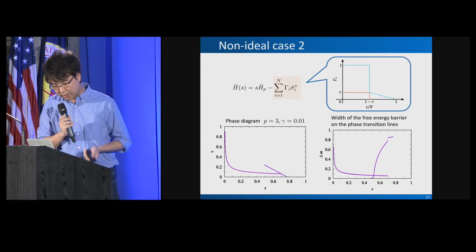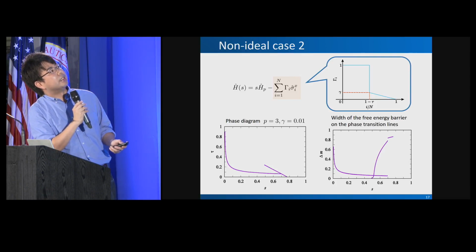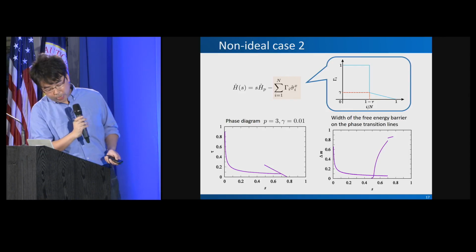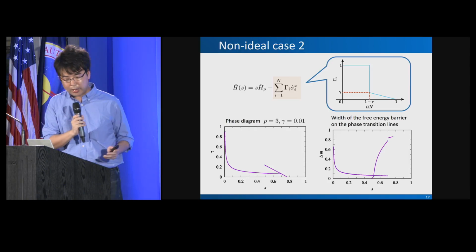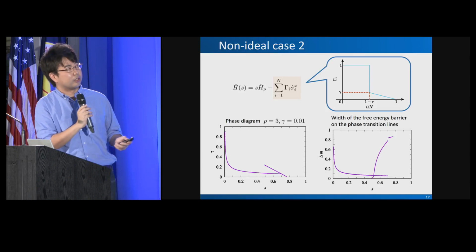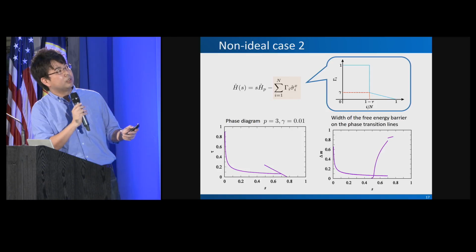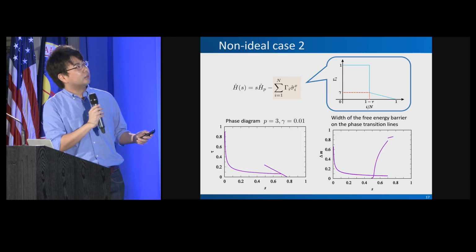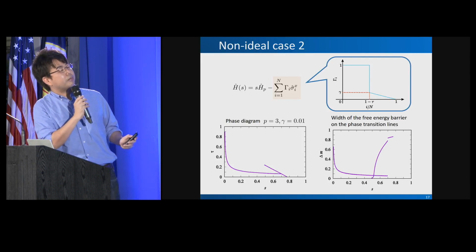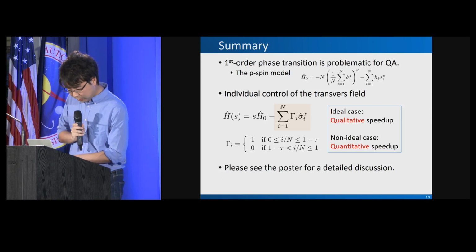We also consider another non-ideal case. The difference from the previous gamma is that finally in this gamma I take 0 at the end point here. But this case also has another inevitable phase transition line here. But the width of the free energy barrier is also the same. So taking the path crossing the new phase transition line is better than the original path going through the original phase transition line.